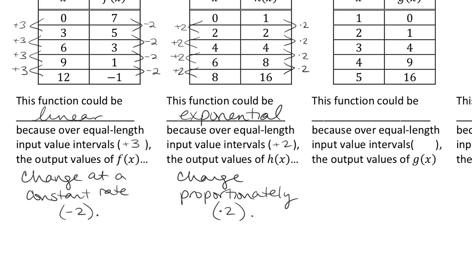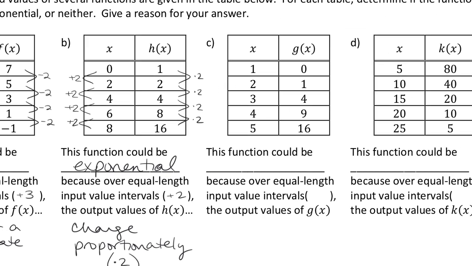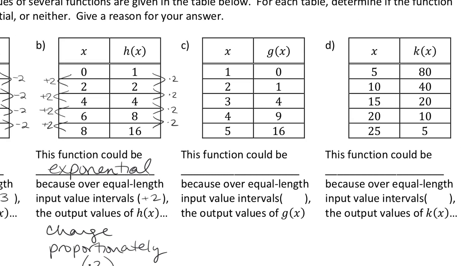Okay. Let's do one more. Maybe I can spell all the words right this time. For the third table, let's first check our input values. How are the input values changing? Plus 1, plus 1, plus 1, plus 1, plus 1. Okay, so we have equal length input values. We needed to make sure that they're changing the same way. Now we can look at the outputs. How are the outputs changing?